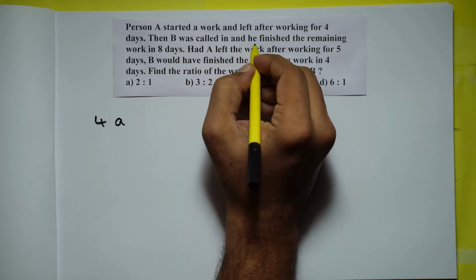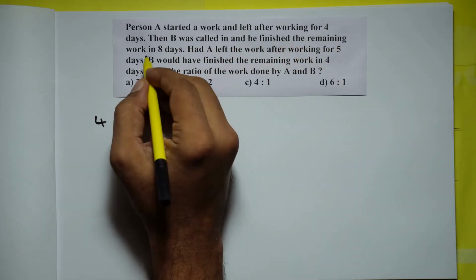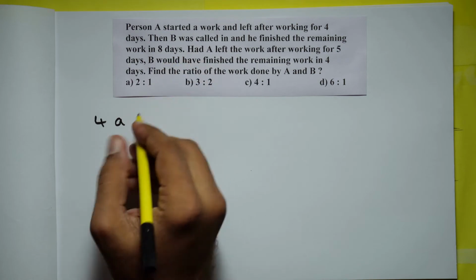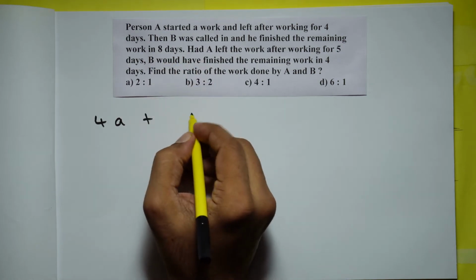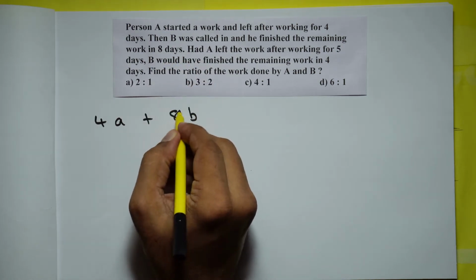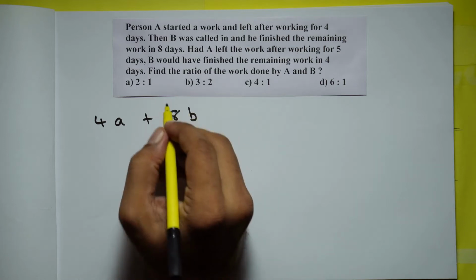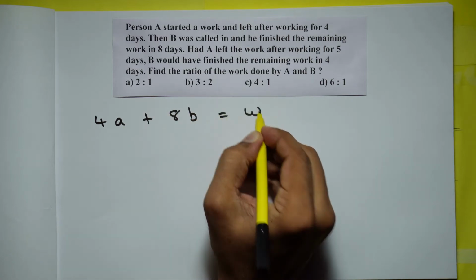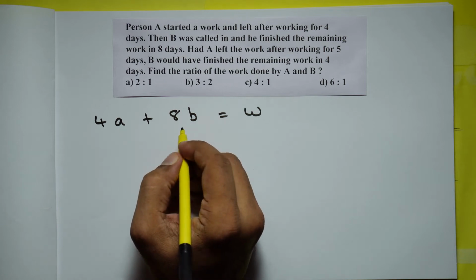Then B was called in and he finished the remaining work in 8 days. So we will assume that B, every day he will do B amount of work like that for 8 days. And like this the work was completed. So the whole work is 4A plus 8B.